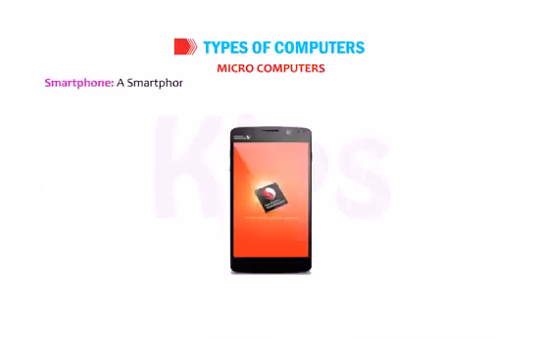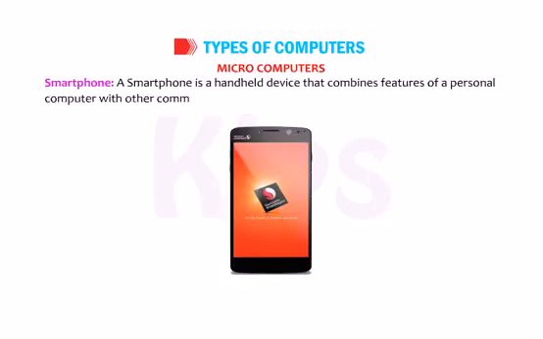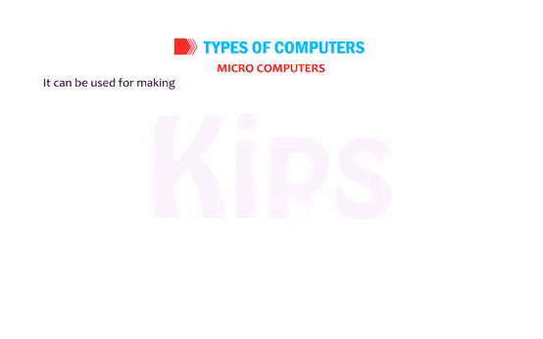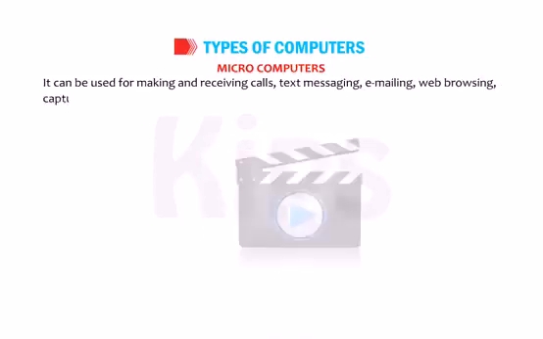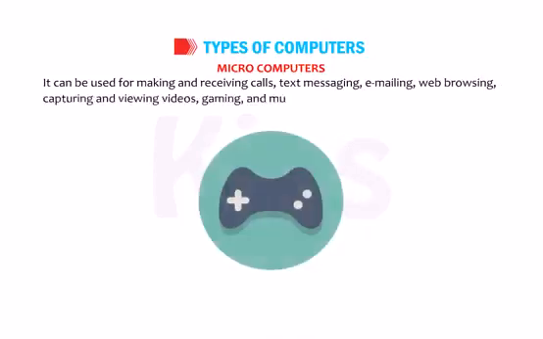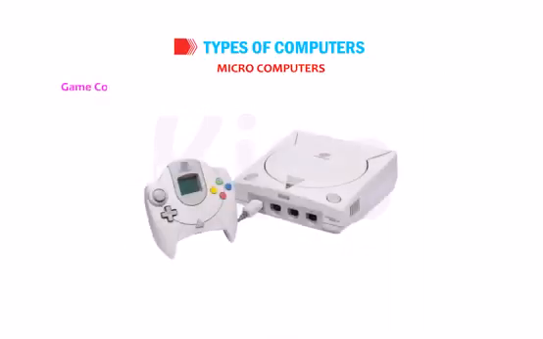Smartphone. A smartphone is a handheld device that combines features of a personal computer with other common features of a mobile phone. It can be used for making and receiving calls, text messaging, emailing, web browsing, capturing and viewing videos, gaming, and much more.